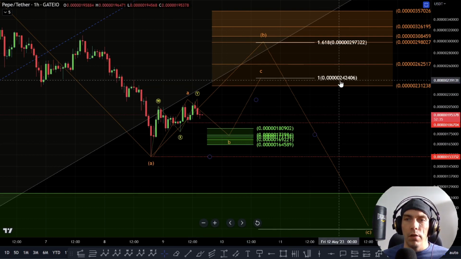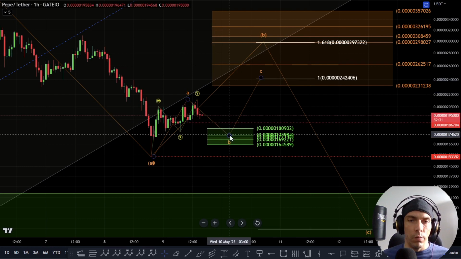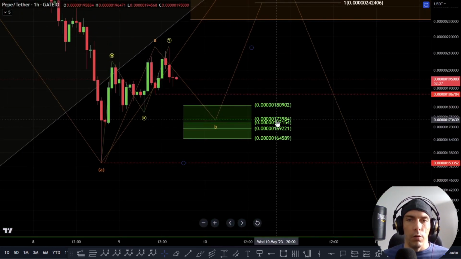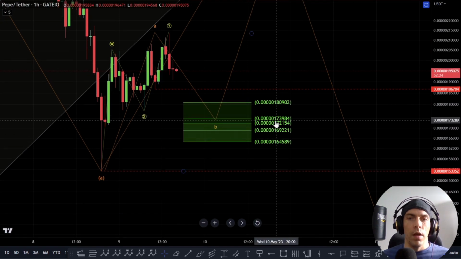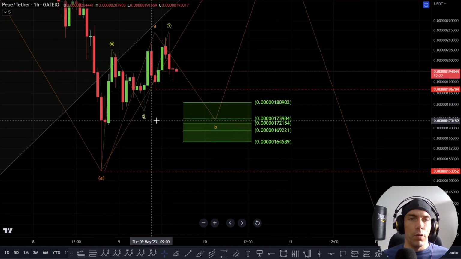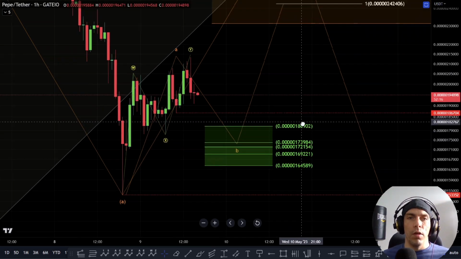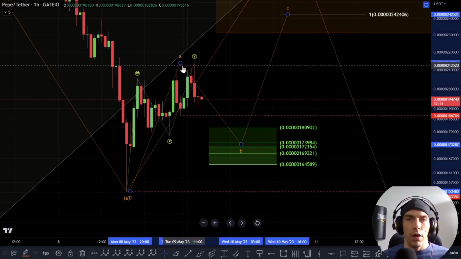Now that 1-to-1 would look to take us up to this 242406. That would be based off of a 0.618 retracement, which is coming into this zone here of this 173984. So this could be quite an interesting area, as well as that this 50% would be a retest of this support zone here. So I would be looking out for that potential to come back down here.